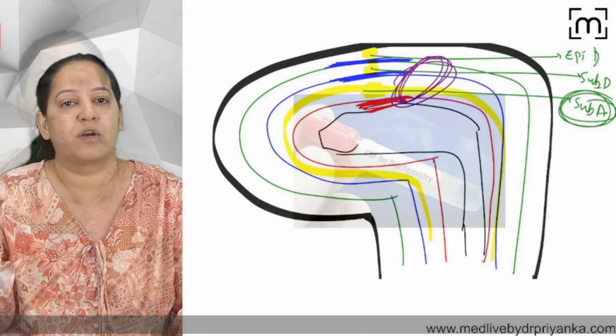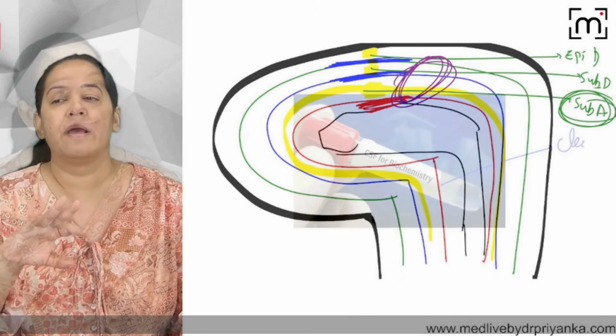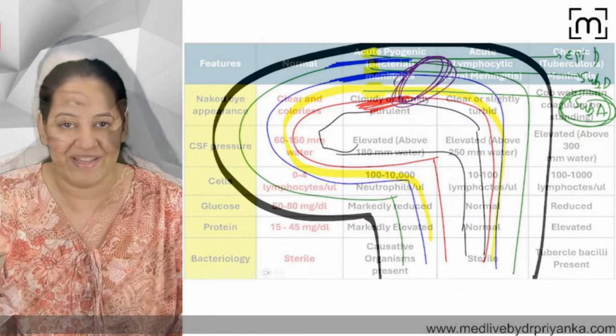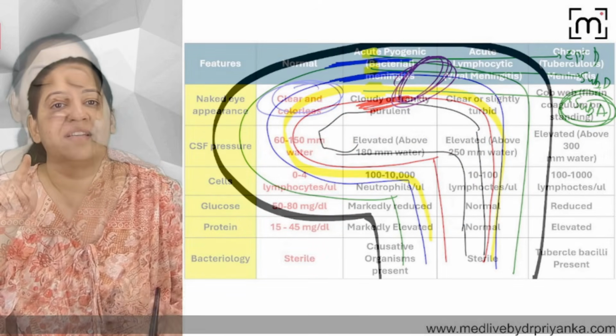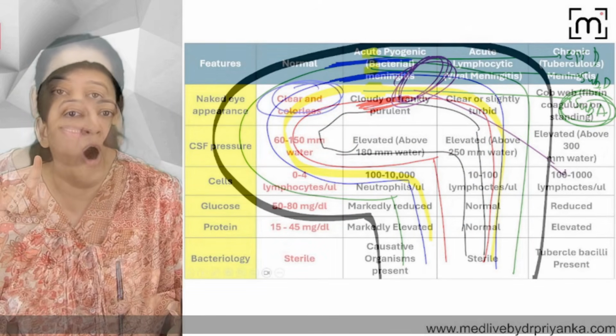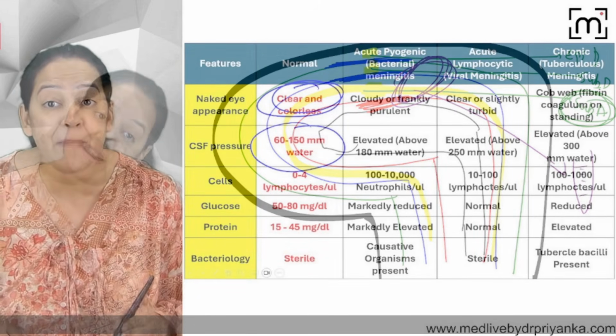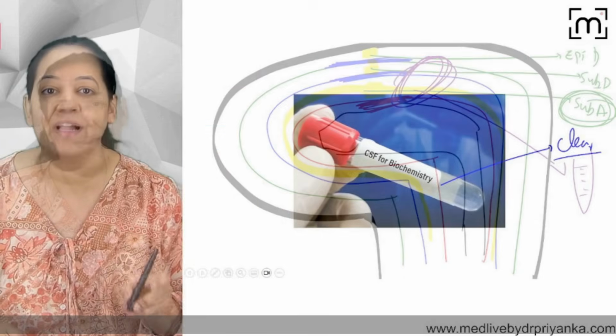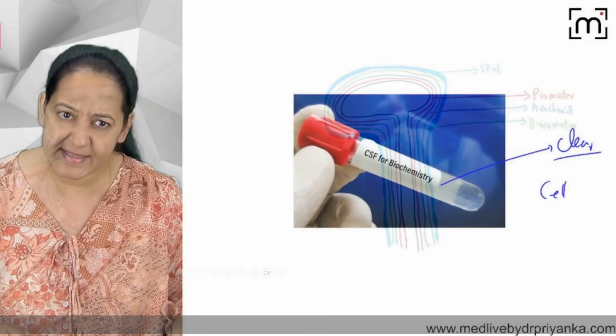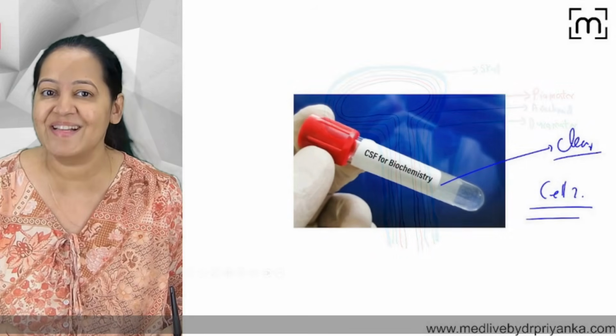It's clear, with no turbidity. The pia mater and the CSF; the dura mater is rarely inflamed. Whenever there is meningitis, if you measure the pressure of the normal CSF inside the brain or the spinal cord, it's 60 to 150 mm of water. To find out the cause of the meningitis, we will do CSF analysis.